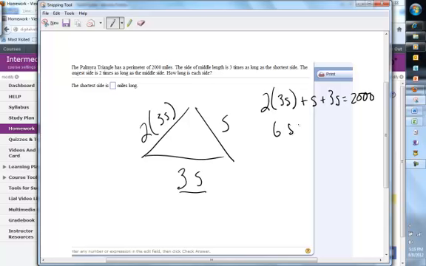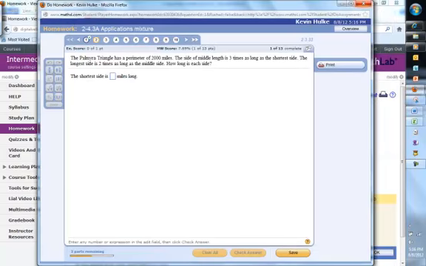This is 6s plus another s is 7s plus 3s is 10s is 2,000. Divide both sides by 10, so the shortest side is 200 miles. And the middle side is 3 times that long, so it's 600 miles. And the longest side is twice that, so that's 1,200 miles.